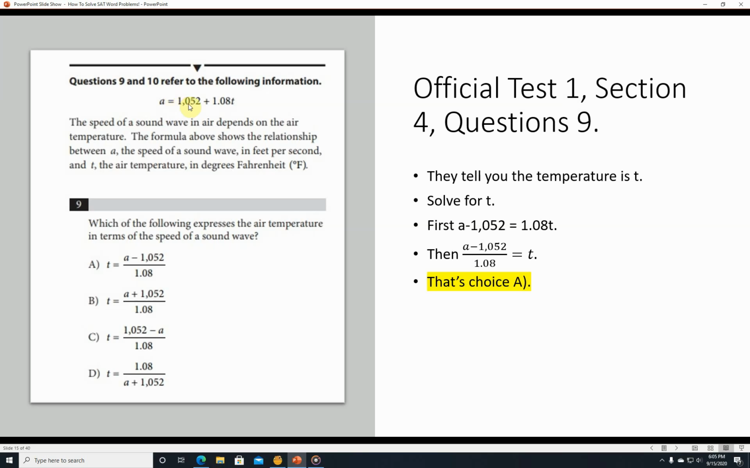Anyway, so we're going to solve for t. So first of all, we're going to subtract 1052, so we get A minus 1052 is equal to 1.08t. Then A minus 1052 over 1.08 is equal to t. And then we're done. That's choice A. So it's A minus 1052 over 1.08.